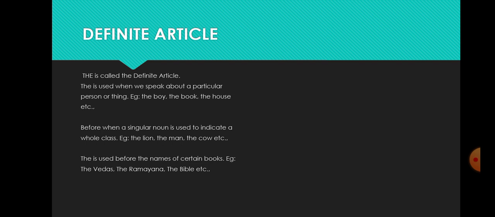The is used when a singular noun is used to indicate a whole class. For example, the lion, the man, the cow, etc. The is used before the names of certain books. For example, the Vedas, the Ramayana, the Bible, etc.